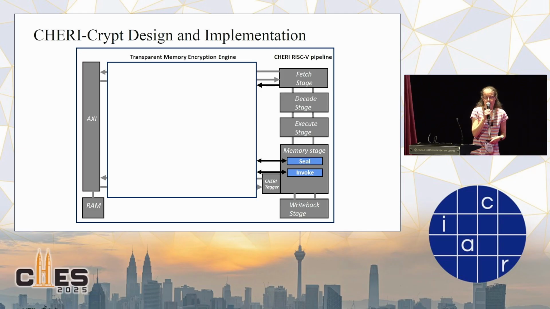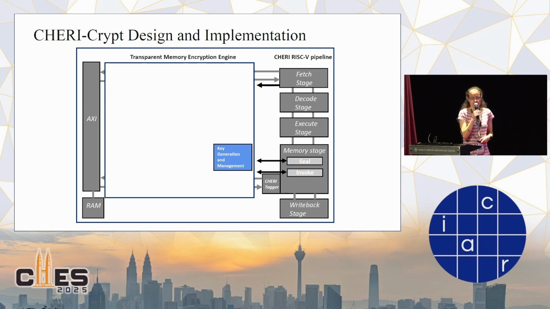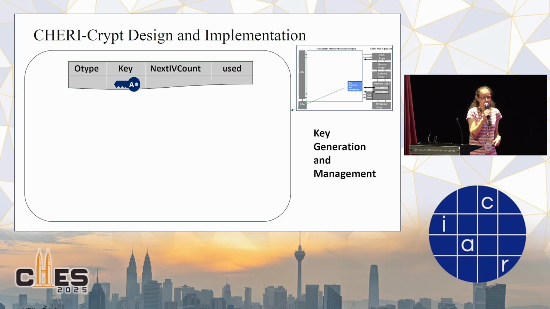So the main control signals from our seal and invoke instructions come from the memory stage and initially connect to the key generation and management unit. And this key generation and management unit contains a table which stores the keys against the O-types. It also stores the next initialization vector, and it tells you whether the key has already been used once or not.